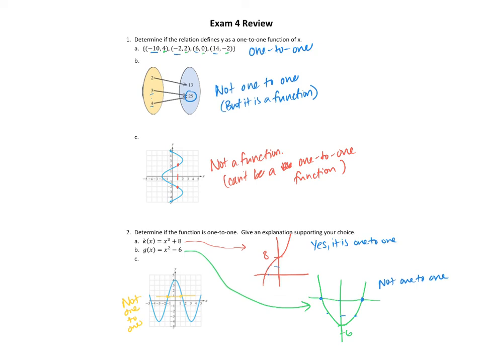And so you may have heard in class something about the horizontal line test. That's what we can kind of see here: if I draw a horizontal line, it intersects the graph in 2 places. But for this one, I can draw a horizontal line, and it does not intersect the graph in 2 places.